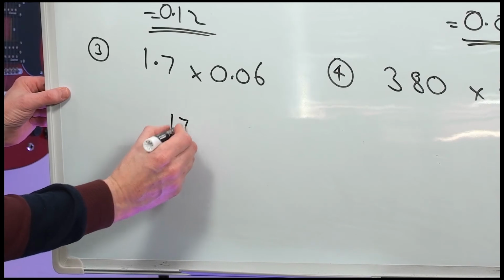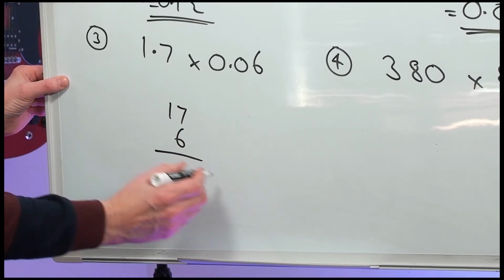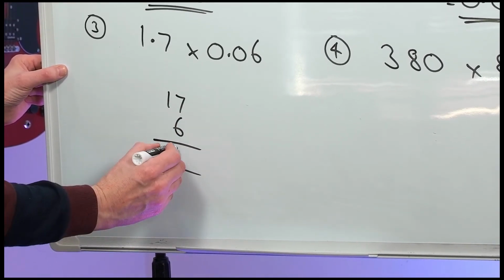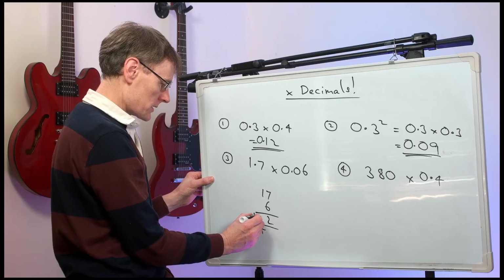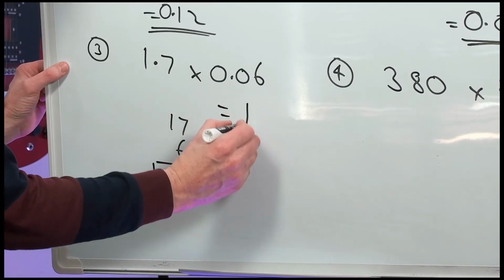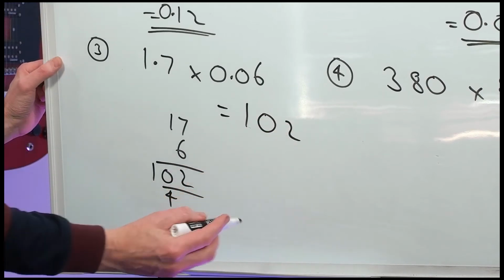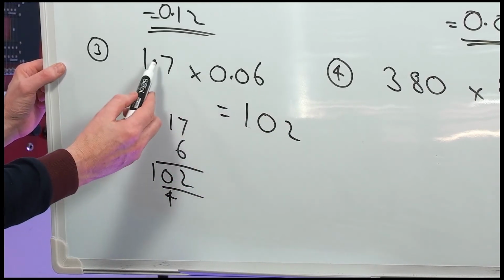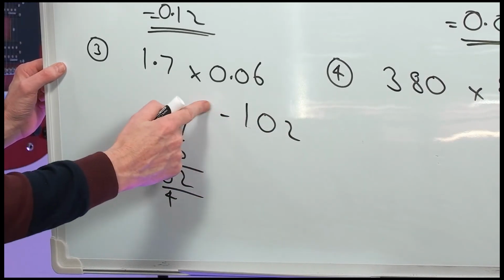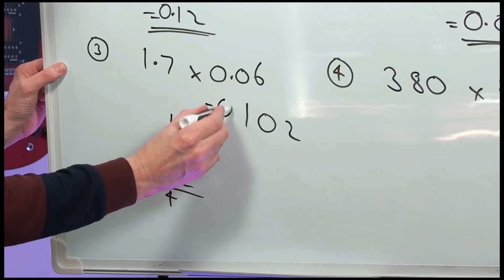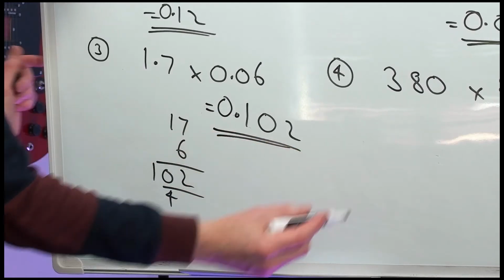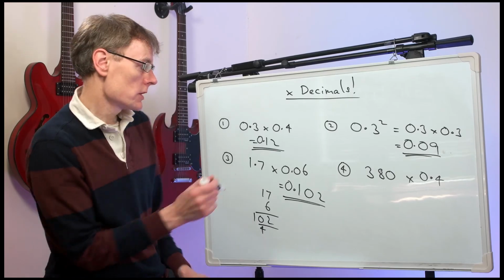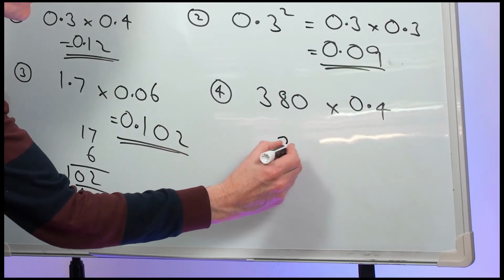Number 3, we need to do a calculation. So we're going to do 17 times 6. Keep it simple. 6 sevens are 42. 6 ones are 6. That makes 102. 102 is the wrong answer. We need to make it 10, 100, 1,000 times smaller. So it's going to be 0.102.